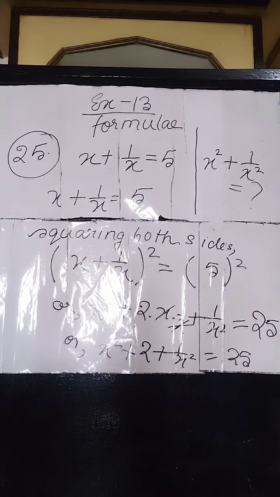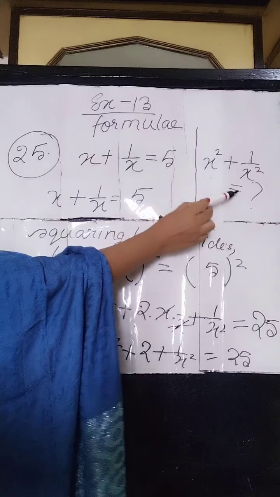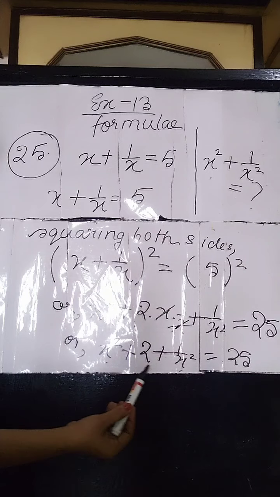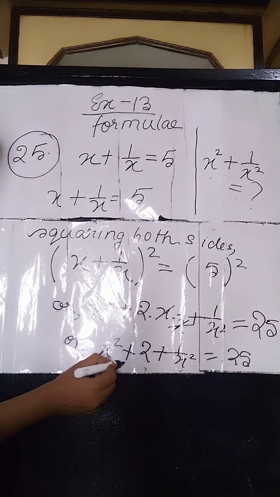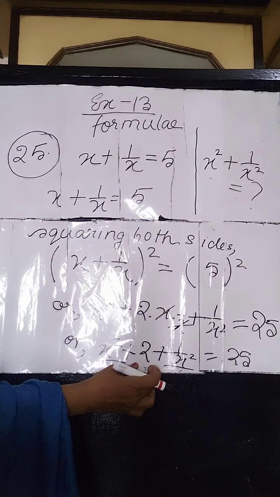But see the sum. You are asked to find out the value of x square plus 1 by x square. That is x square plus 1 by x square, and this 2 is not required. So the 2 is extra.